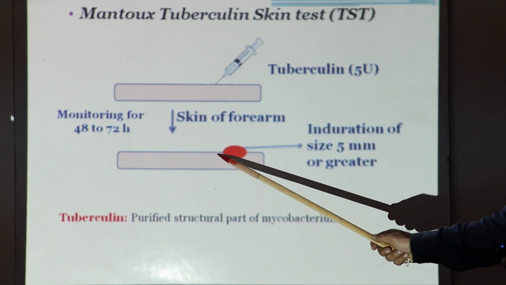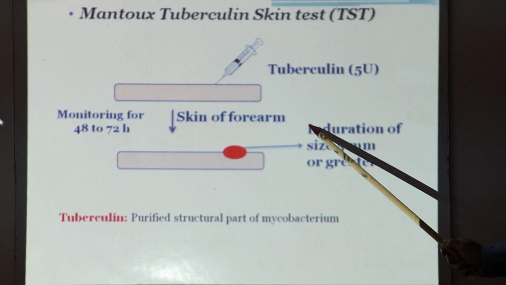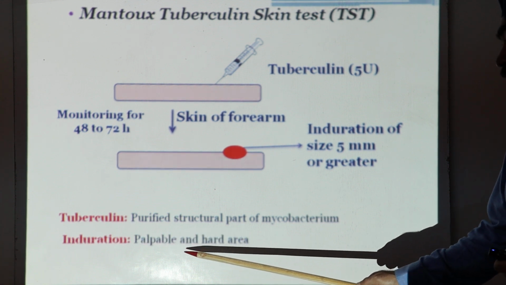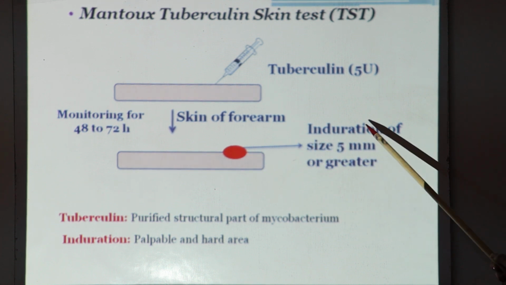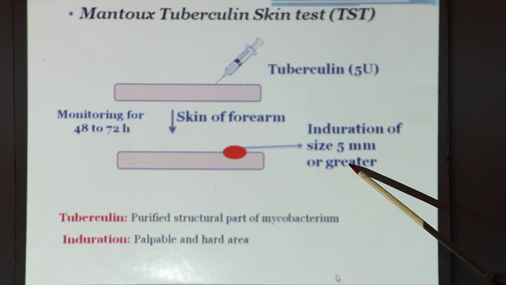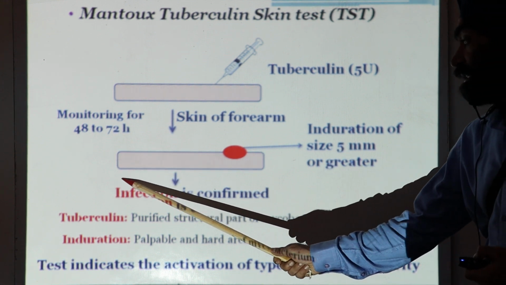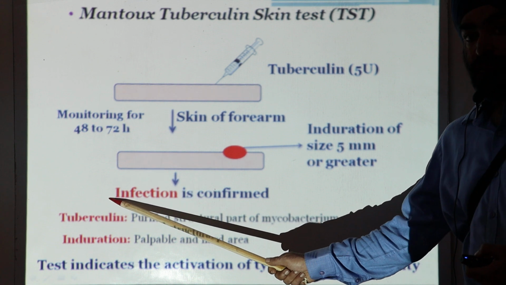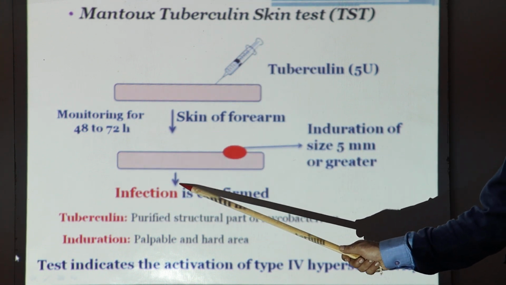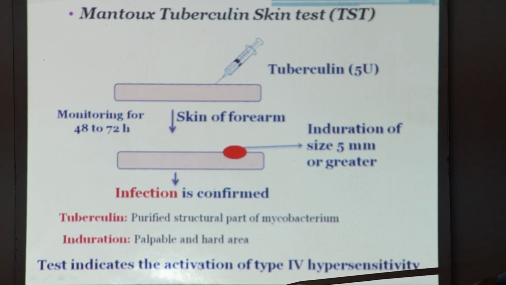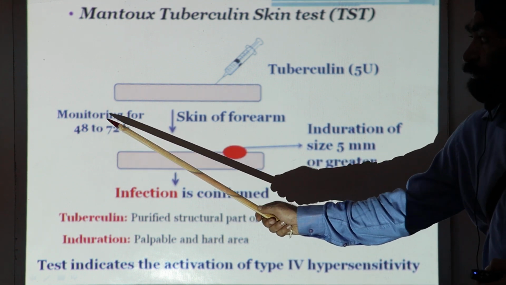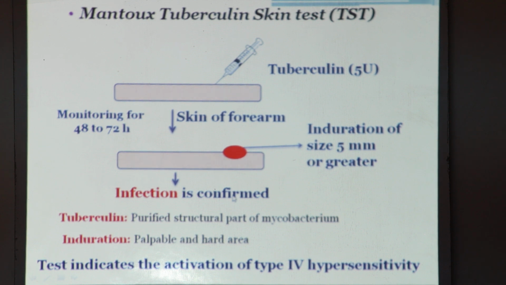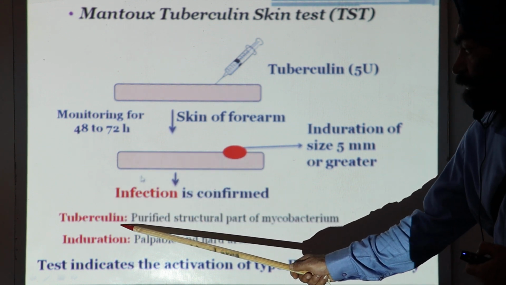And if there is formation of induration, meaning a palpable and hard area, okay, if this induration appears in the skin with a size of approximately 5 mm or greater, then we say the infection is confirmed. And this kind of test indicates that there is activation of type 4 hypersensitivity. It is a delayed hypersensitivity, which is why it takes 48 to 72 hours. So this is the first test of the infection.